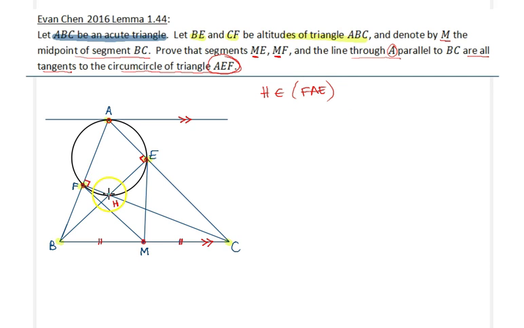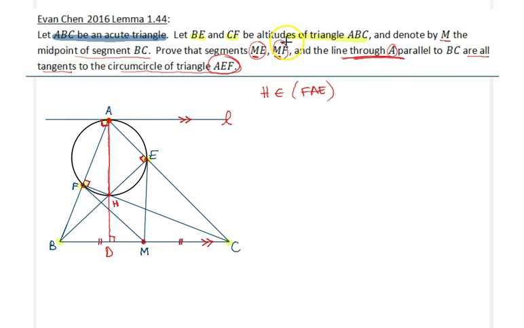Not only that, but also AH, which is obviously the altitude of our triangle, is the diameter of that circle. Let's call this point D. AD is perpendicular to BC, but then it suggests that AD is also perpendicular to that parallel line to BC. Therefore that parallel line to BC, let's call it line L, is perpendicular to the diameter. It must be a tangent at A. So that solves the second part here.